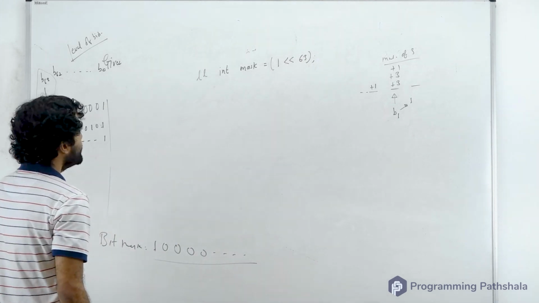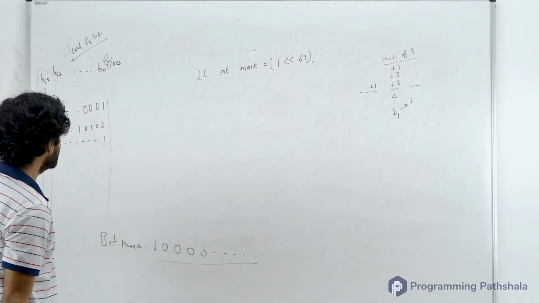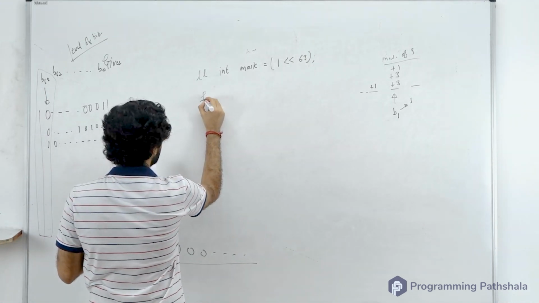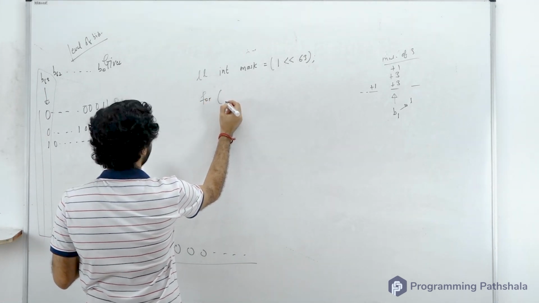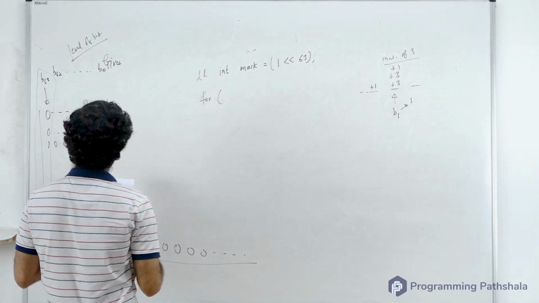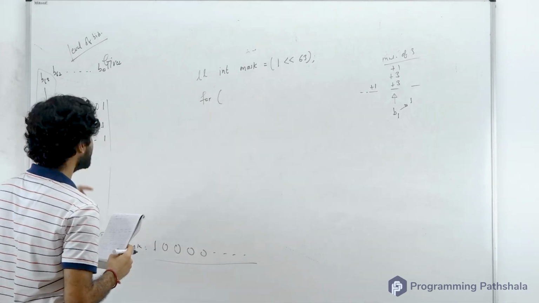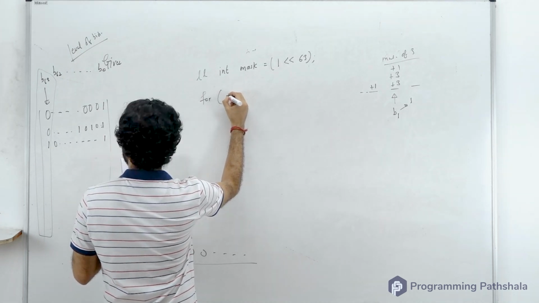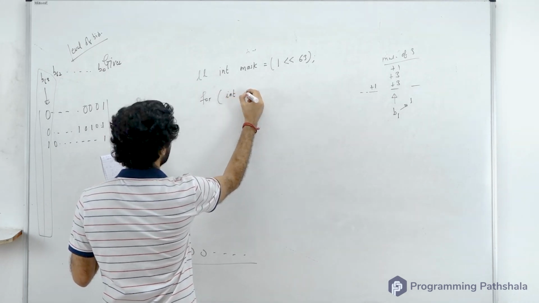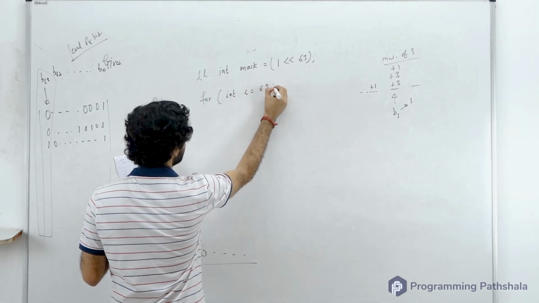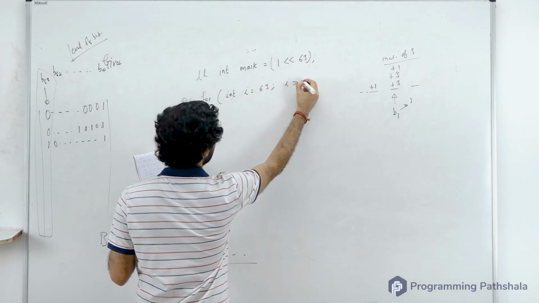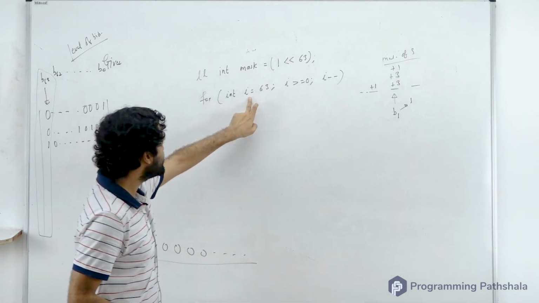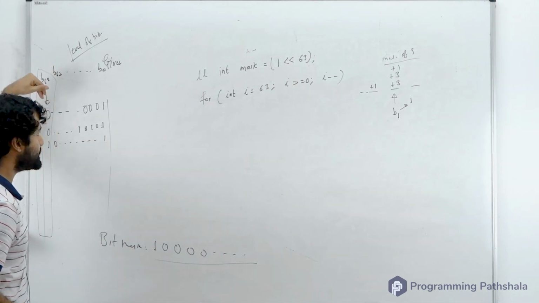Now what will I do? I have to iterate over the bits one by one. First I'll perform the iteration across all the numbers for this bit position. So for int i equals 63, i greater than or equal to 0, i minus minus. This i denotes the bit position where my investigation is running.